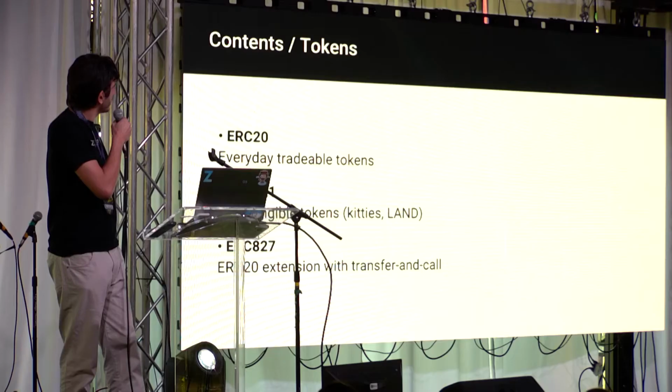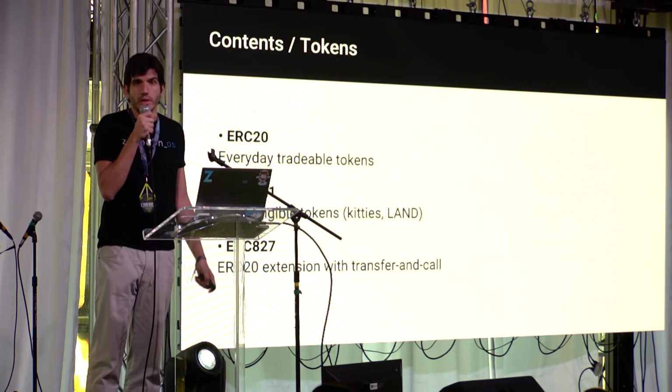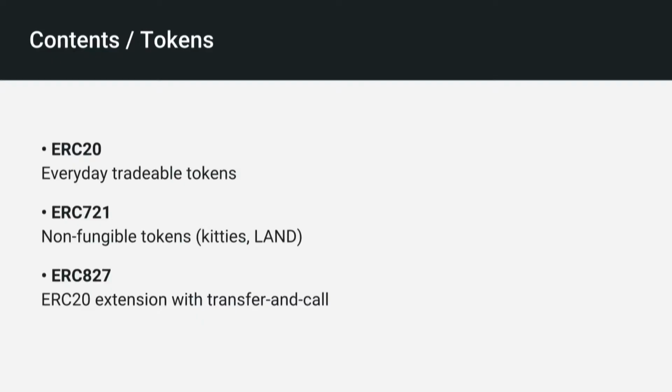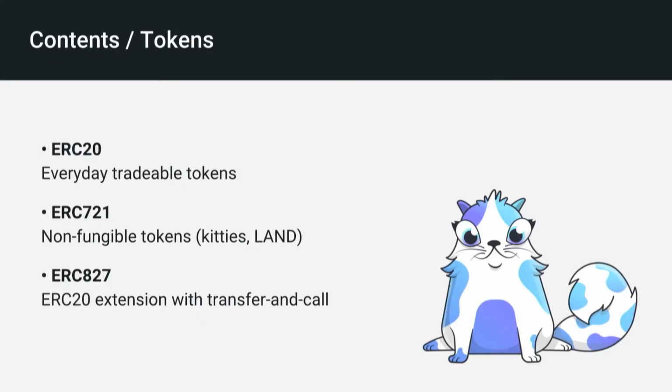OpenZeppelin not only has an implementation for ERC20, we also have an implementation for ERC721, which are non-fungible tokens. By non-fungible, I mean identifiable tokens. One of the best-known examples is CryptoKitties, also LAND from Decentraland. The idea is that one kitty is different from another kitty because it may have blue eyes, brown eyes, whatever it is. So it's not fungible, meaning you can't just trade one kitty for another because they're unique, and we love each of them in different ways.